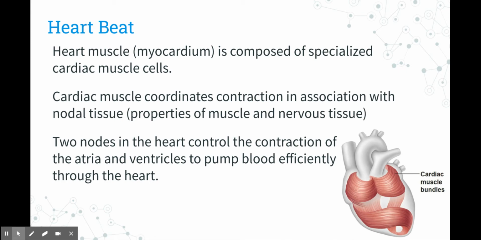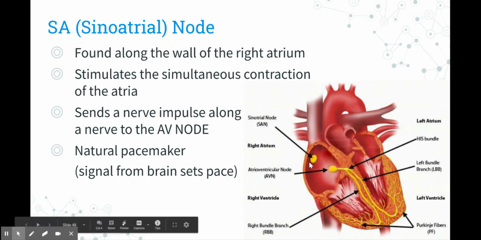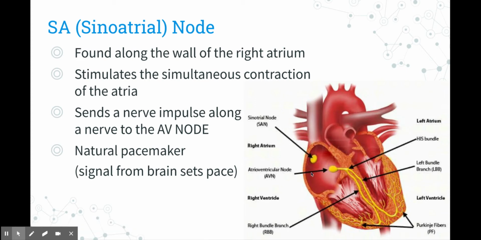First node is the SA node, or the sinoatrial node. It's found on the upper wall, or the sinus, of the right atrium. And the job of the SA node is to receive impulses from the brain and send that impulse to both the left and right atria at the same time to stimulate a simultaneous contraction.